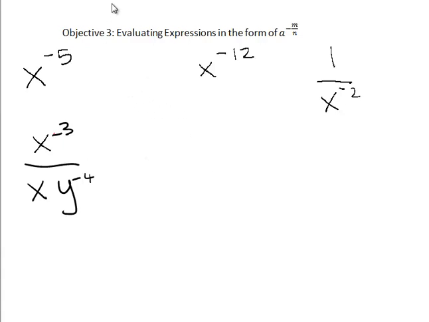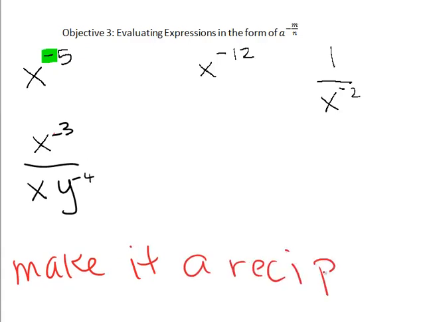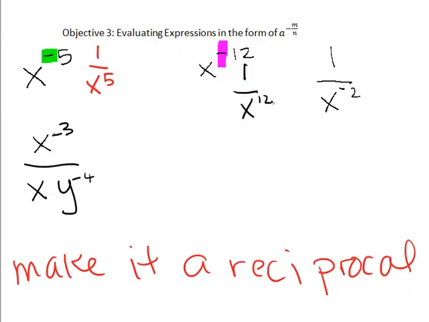To give you a quick review, I want you to remember that if you see a negative exponent, the first thing you say to yourself is, make it a reciprocal. So here, I'm going to start with, make me a reciprocal, 1 over x, and then to the 5th. Here I have, make me a reciprocal, 1 over x, then to the 12th.